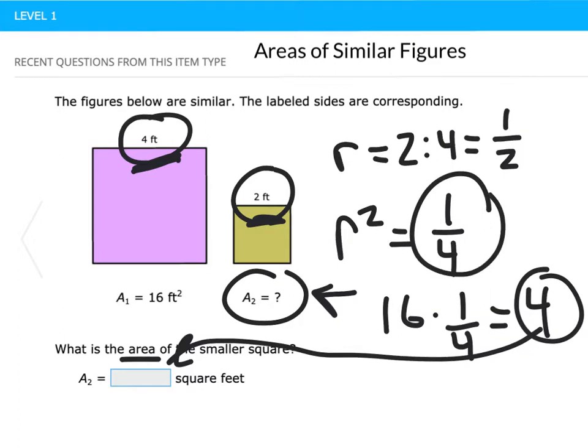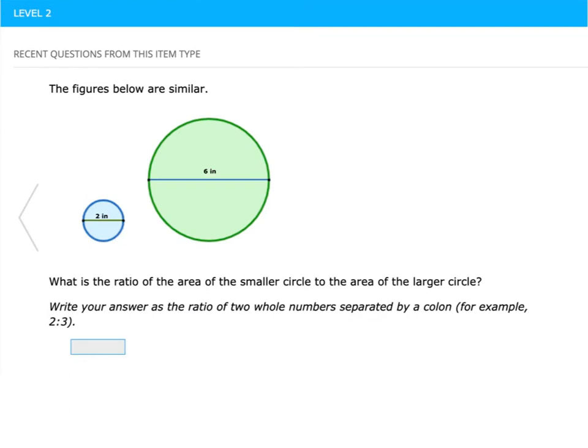Let's go on to level 2. So in this level 2 question, it says, what is the ratio of the area of the smaller circle to the area of the larger circle? So it's a lot like our previous question. We want to start out thinking about what r equals, then find what r squared equals.